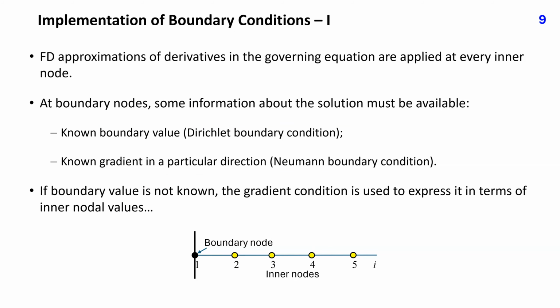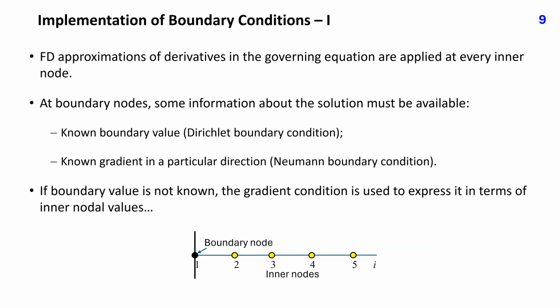We need to apply finite difference approximations to all derivatives featuring in the differential equation at every inner node. However, at boundary nodes, we must know something about the solution to be able to solve the resulting system of algebraic equations. Usually, one of these two options is valid. We know the variable value at the boundary node. This is called Dirichlet boundary condition, named after German mathematician Johann Peter Gustav Lejeune Dirichlet.